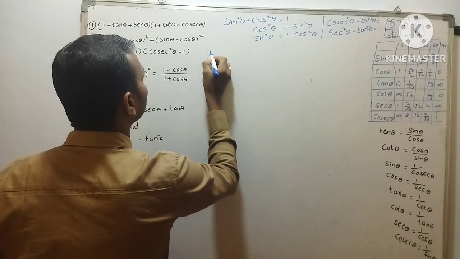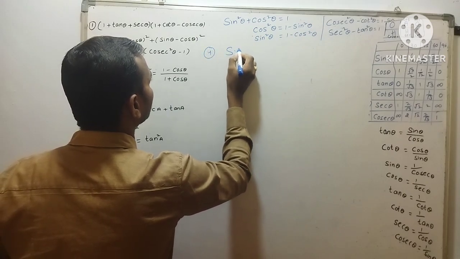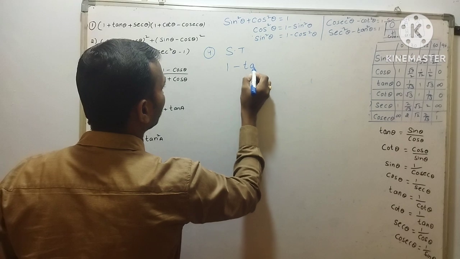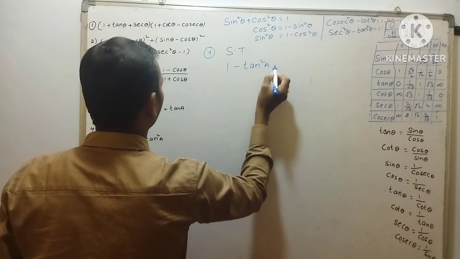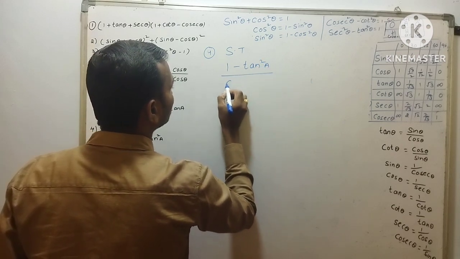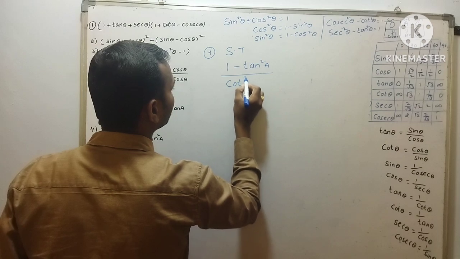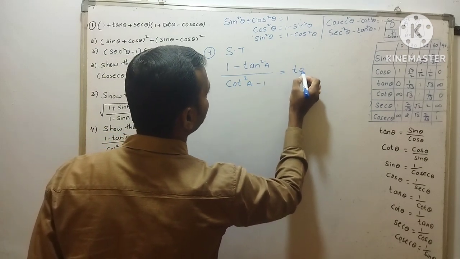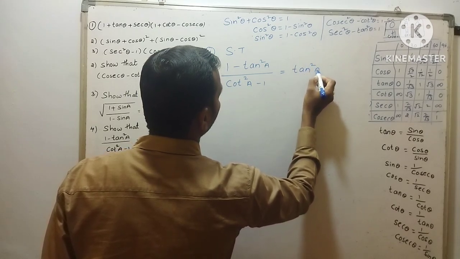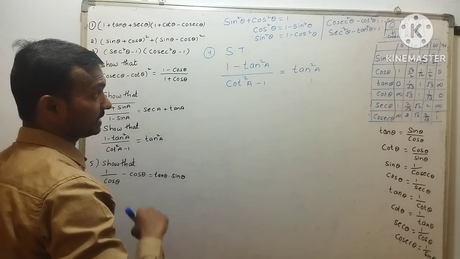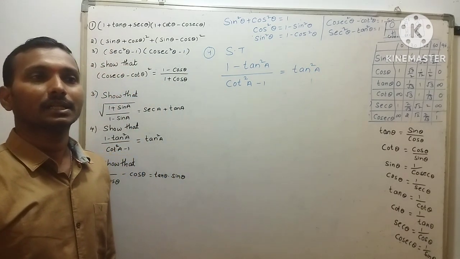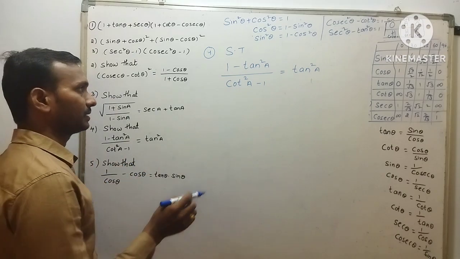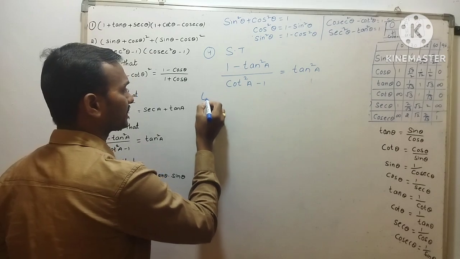So question number 4. Show that 1 minus tan square A by cot square A minus 1 is equal to tan square A. He was asking to show that 1 minus tan square A by cot square A minus 1 is equal to tan square A. So now first we will take the LHS.